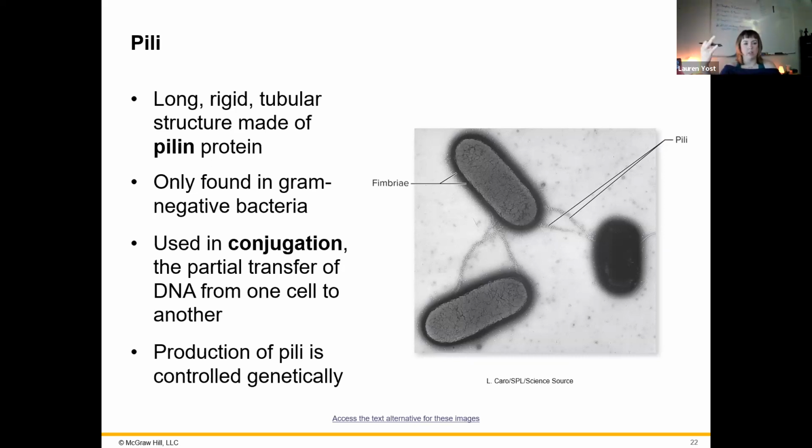The pili are long, rigid tubular structures made of pilin protein. That's the protein that makes it up. This is found only in gram-negative bacteria. I would remember that. Gram-negative bacteria have the pilus.